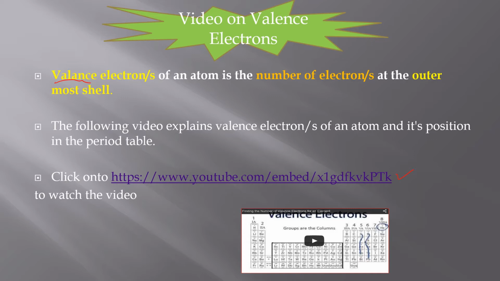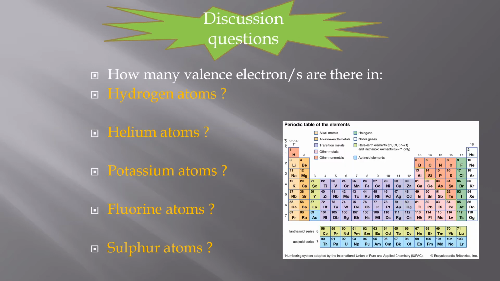So, the number of valence electrons is related to where an atom is on the periodic table and which group it belongs to, and that determines how it reacts. Check that video out, and then come back to this one. Right, let's discuss some of this. How many valence electrons are there in these atoms?